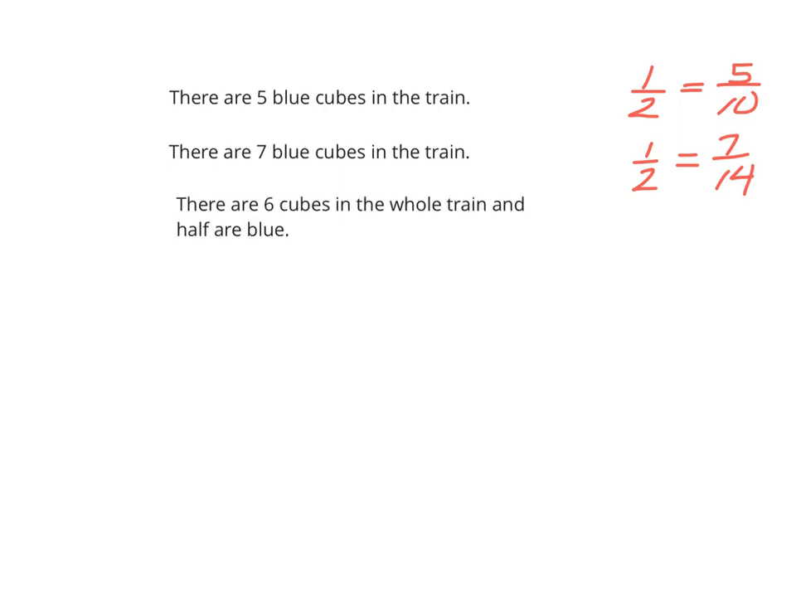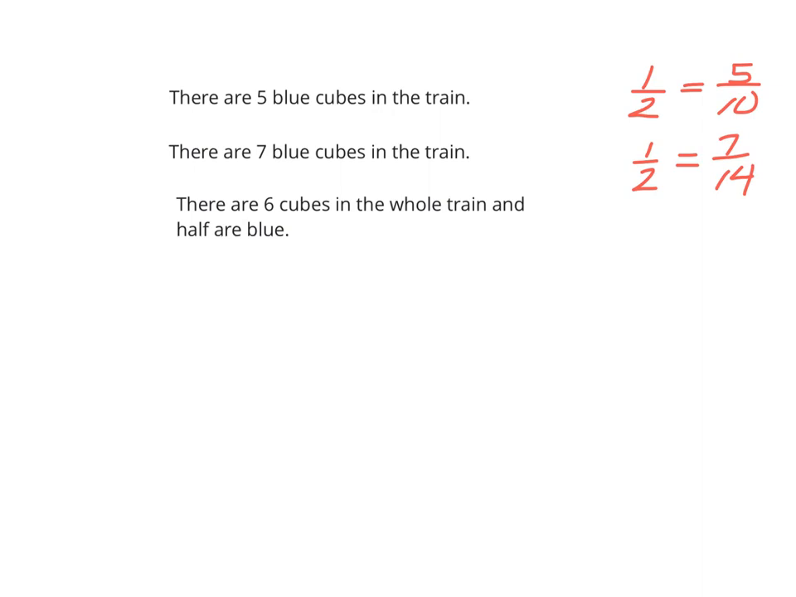Okay, so here's the next riddle. There are 6 cubes in the whole train and half are blue. So be careful with the vocabulary here. I'll read it again. There are 6 cubes in the whole train and half are blue. So go ahead and build this train and check with your partner. Pause this video until you're ready.